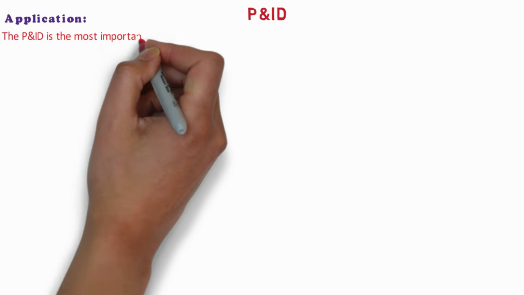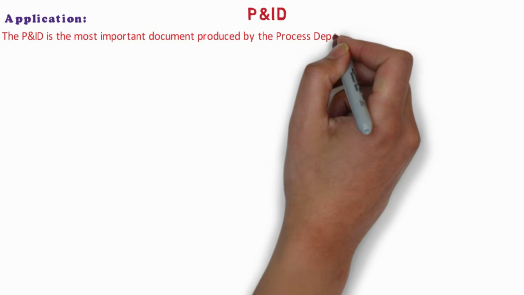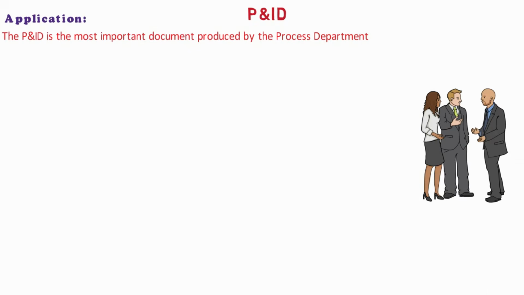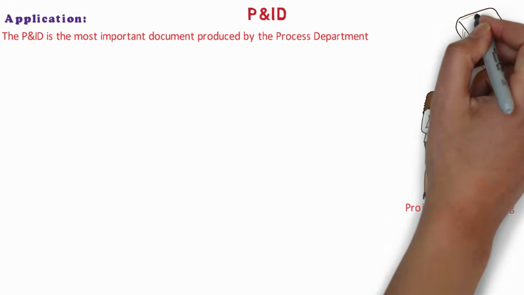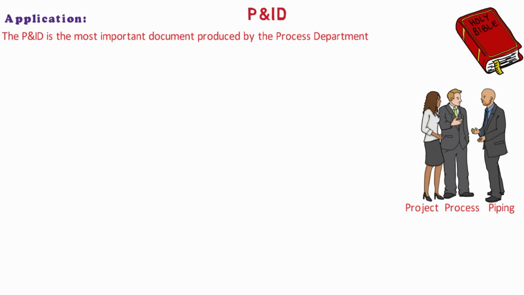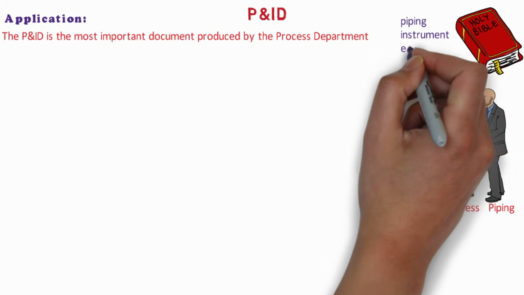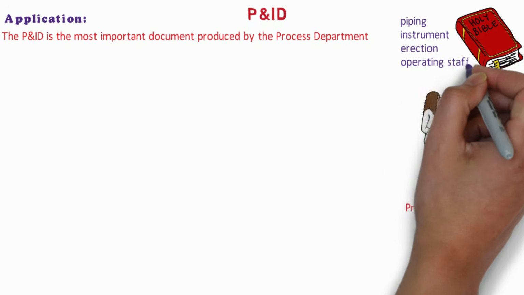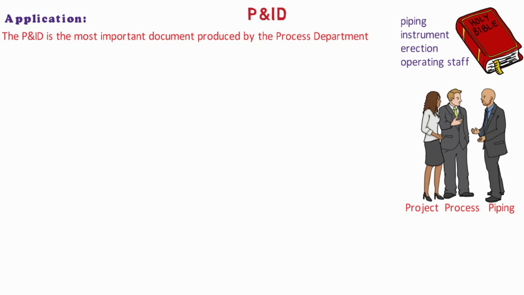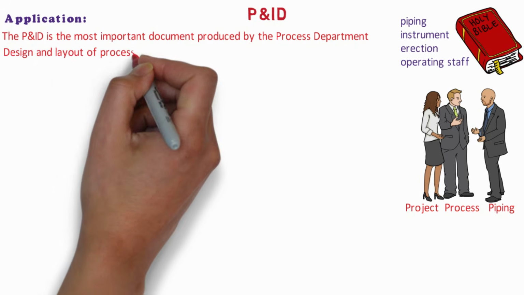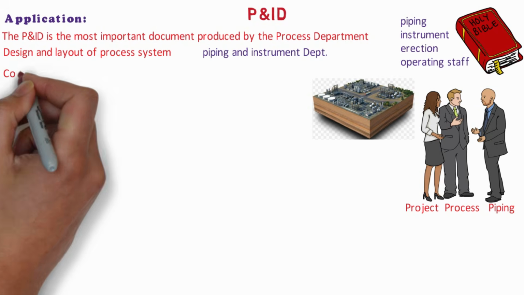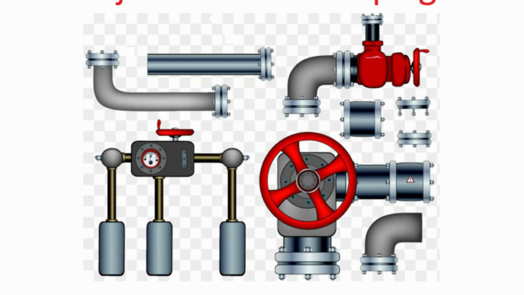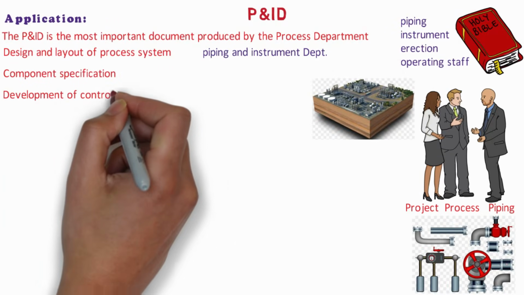The P&ID is the most important document produced by the process department working in close contact with the project, process and piping engineers. When complete, it will be used as a common data source by all the disciplines like piping, instrument, erection, and operating staff who require a clear, unambiguous statement of the piping design and connections. For design and layout of process systems, mainly by piping and instrument disciplines, there are component specifications and development of control system schemes.